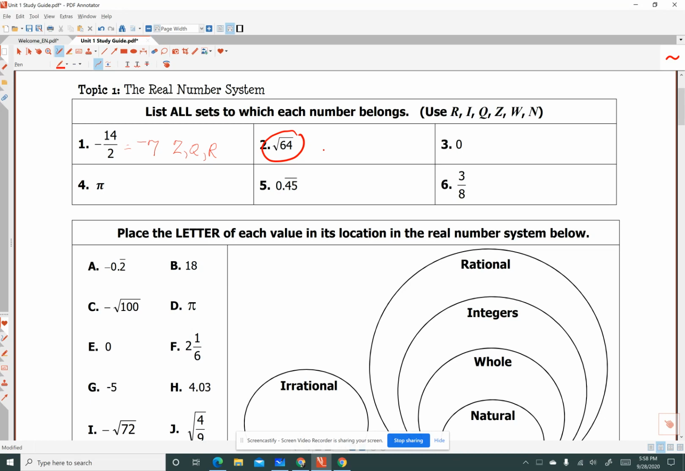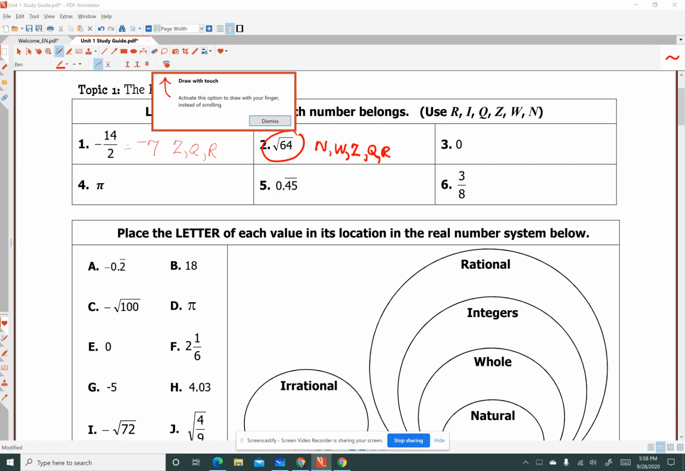So we have the square root of 64. Well, the square root of 64 is 8. So that is a natural number, a whole number. That's an integer. That's a rational number. And it's also a member of the real number family. So we're going from all of the types of numbers, parts of the number system, all the way from here.